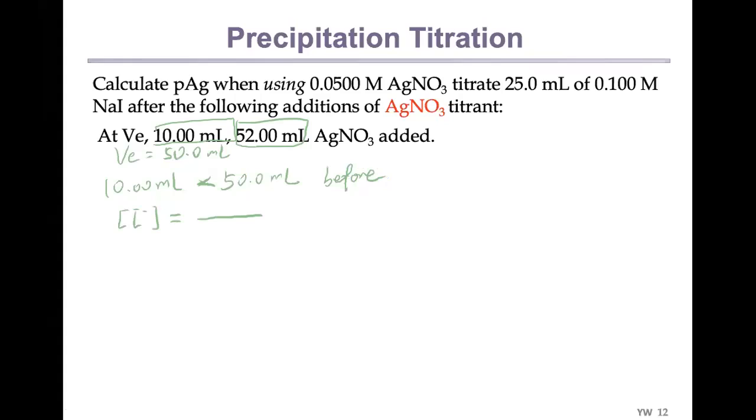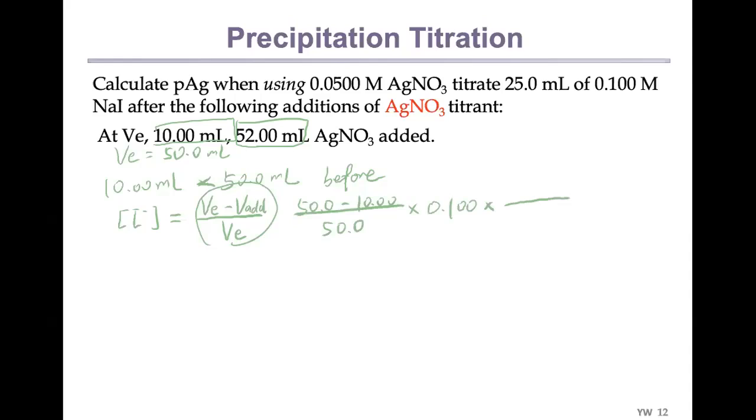As we said, the denominator should be the total volume you will need, which is the VE, right? And then the fraction remaining is VE subtract the added amount. So 40 over this, 50. So this is 50 subtracted by 10 divided by 50. Okay, now the original concentration of iodide is 0.100, no question.